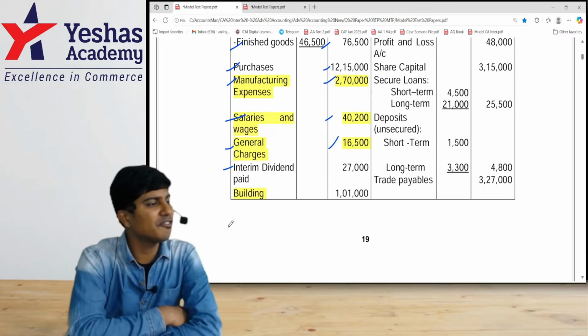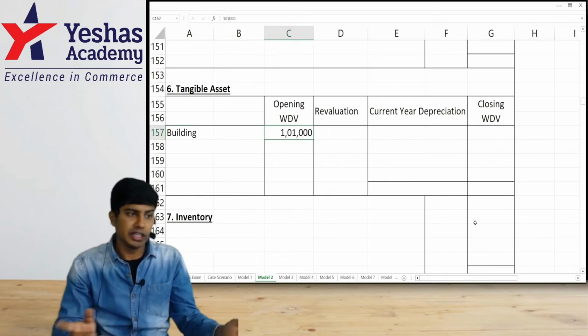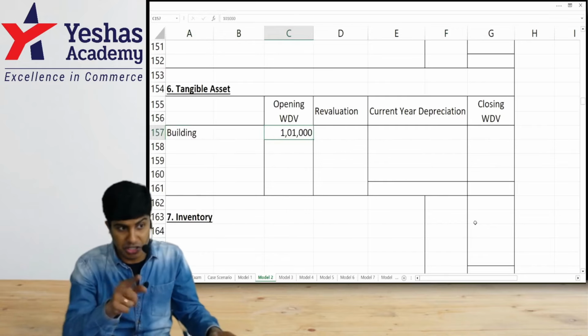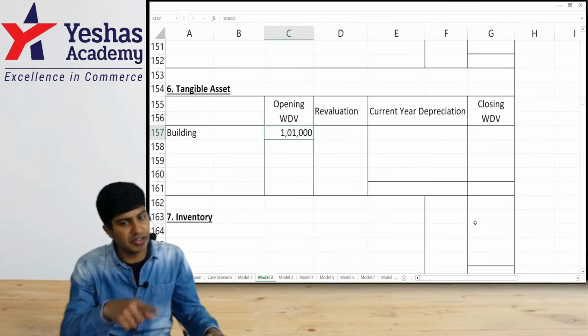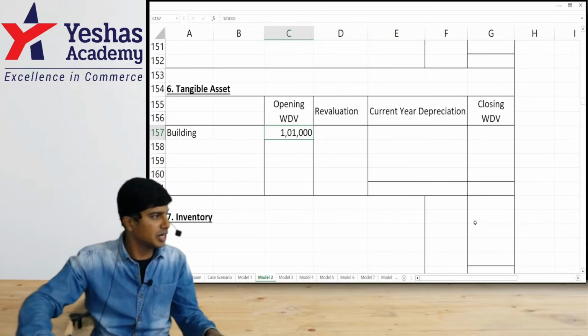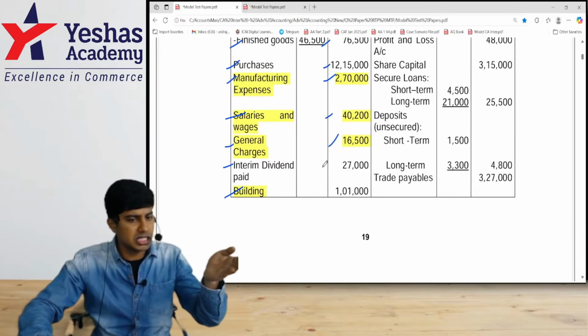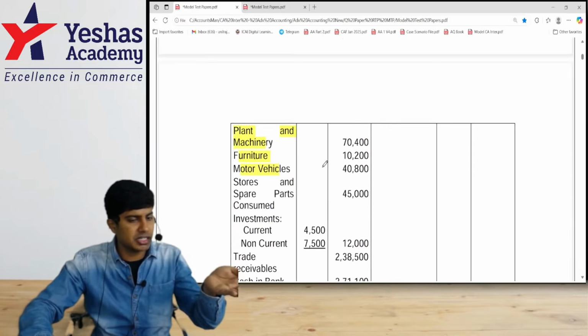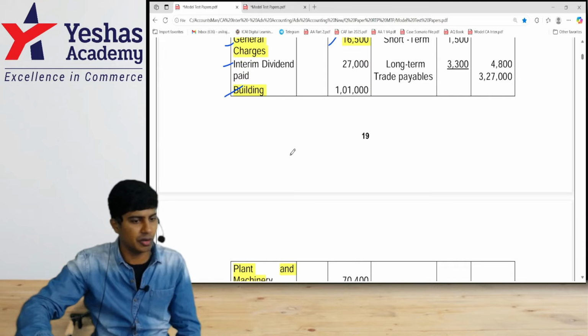Then building. Building is 1 lakh 1,000. Where do we write? PPE, tangible assets, PPE, building, opening WDV 1 lakh 1,000. There can be revaluation, there will be depreciation for sure. Yeah, after deducting, I'll find the closing WDV. Understood? So we're done with this. Should I go to the next page and finish debit items and then come to credit items? Yeah, let's go in the debit side order now.